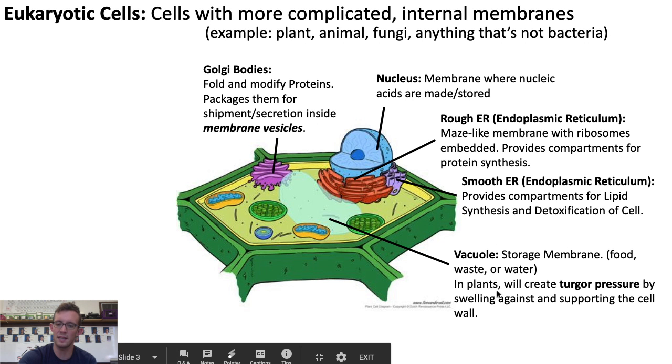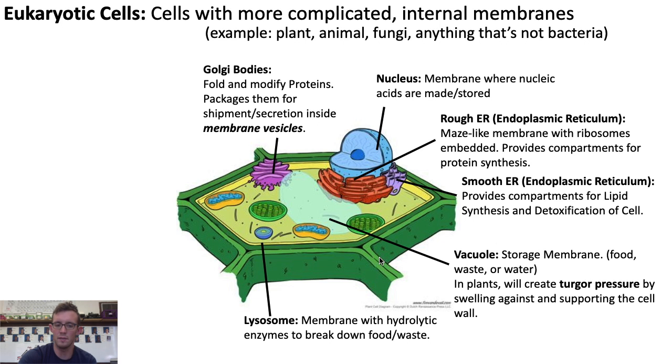And in plants, actually, this water vacuole can get so big that it creates something called turgor pressure that supports the cell, prevents it from collapsing. Another type of internal membrane would be a lysosome, which would be a membrane that contains hydrolytic enzymes, or enzymes that can do hydrolysis, that are able to break down food and waste products inside of the cell.